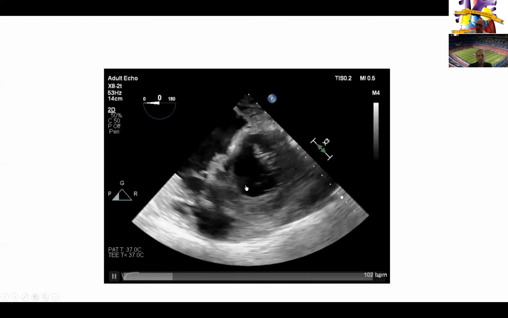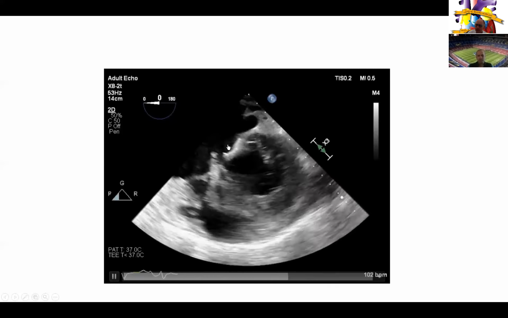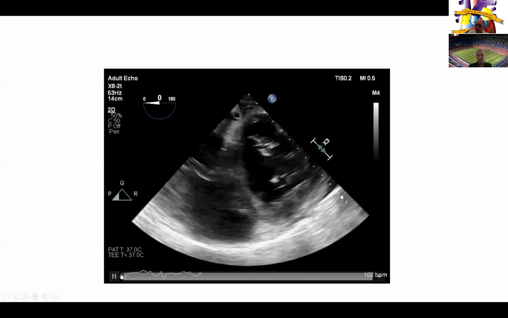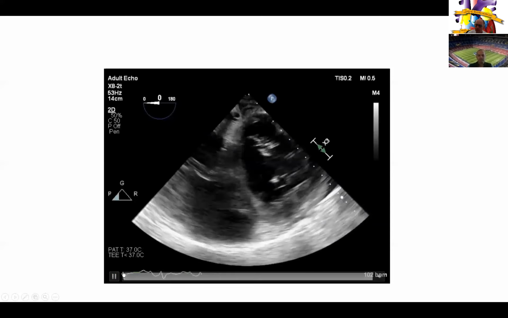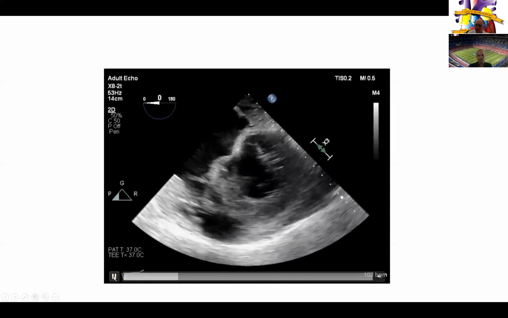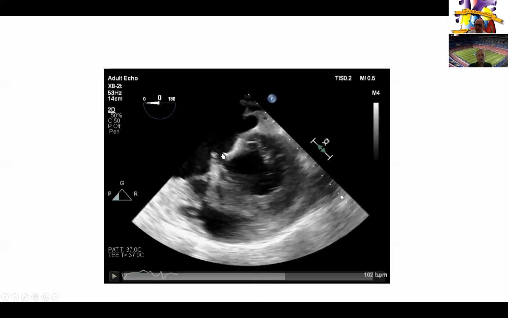So here we get our appreciation. Dr. Gerber is really good at teaching transgastric and going deeper even with the transesophageal view. So here you can see the tricuspid valve better, and you can see that defect even better. So I think it's important, even if you don't see a great defect on mid-esophageal, to go deeper into transgastric.